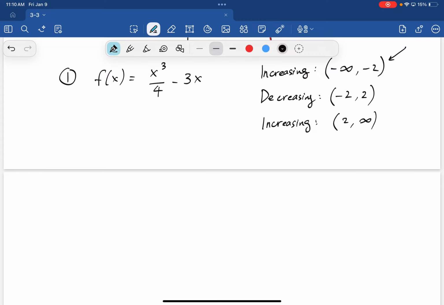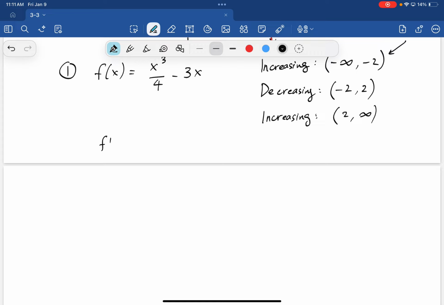Okay, let's go on to how we can determine these intervals using the derivative, not just looking with our eyes. All right, so we're going to find the derivative of f of x. The derivative is going to be 3x squared over 4 minus 3. We just used the power rule, so the derivative of x cubed is 3x squared, which means that the derivative is 3x squared over 4 minus 3. And then we're going to think about where this derivative is positive, in other words, when is the derivative greater than 0, which means that the function is increasing.